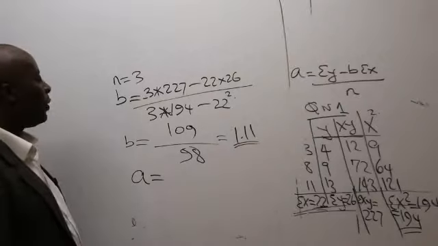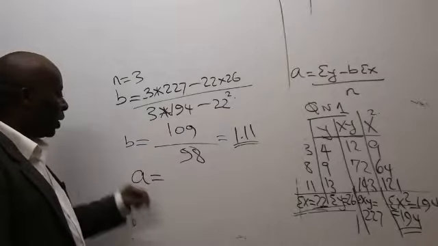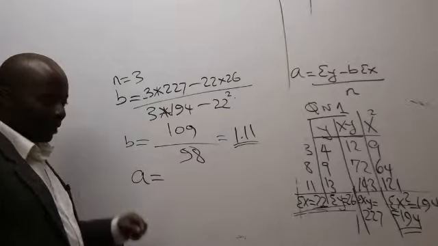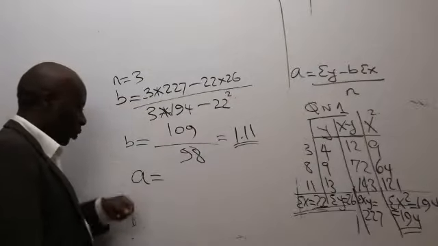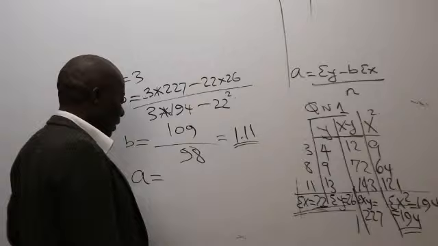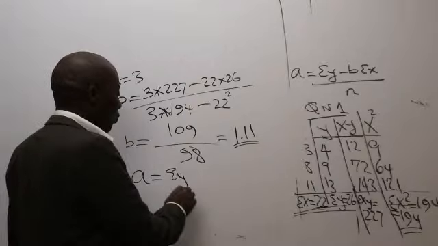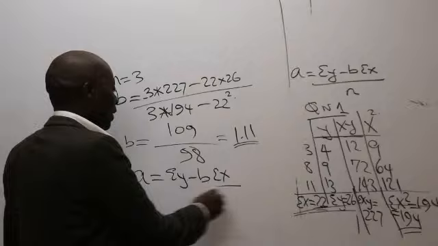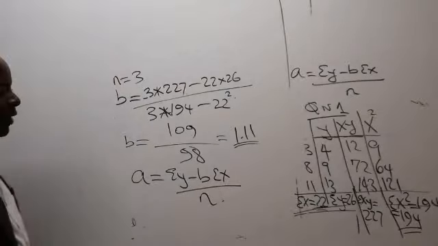For the sake of putting these figures in my memory, what I normally do with these formulas, I always keep on reciting them. I know the formula is there, but again, I would want to rewrite this formula as a student myself so that I can have it being part and parcel of me. So A will be summation of y minus B summation of x, everything to be divided by n.